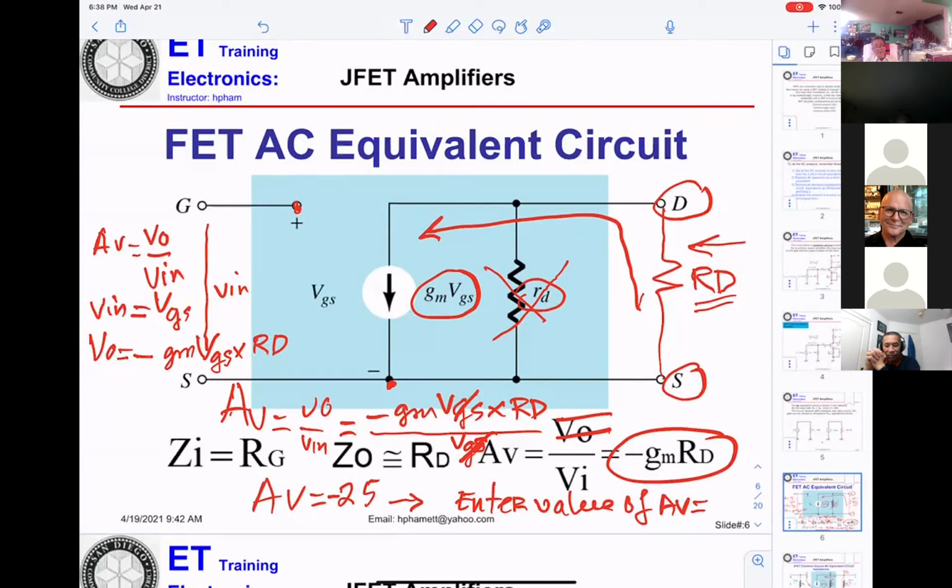However, I'm asking you, I want the value of the AV. What number do you enter? 25. The negative is phase, isn't it? Just 25. Because the negative is part of what you got in the circle there. It's the direction that's occurring.